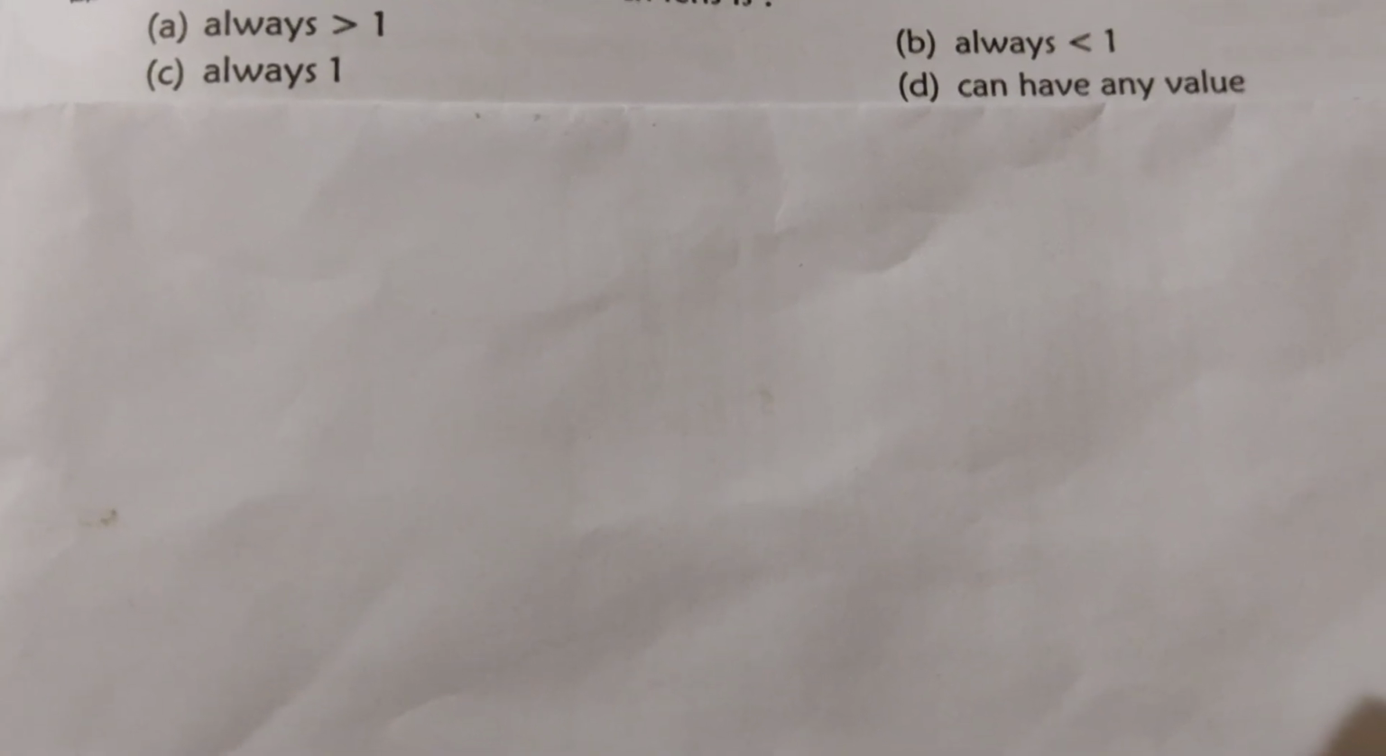We know that magnifying power, or here magnification, is the ratio of height of image to height of object, and a convex lens can produce real, inverted images which are diminished or enlarged, or it can also produce virtual, erect and magnified images. So we can say the magnifying power of a convex lens can have any value.